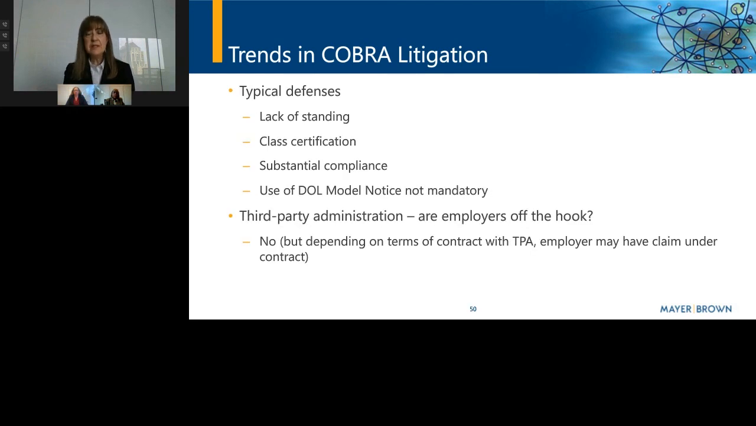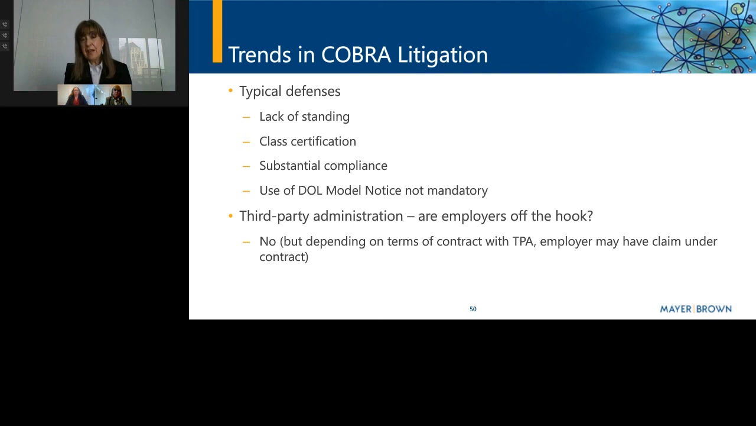What are some typical defenses? Again, I would turn to the wonderful article that our colleagues have published, but typical defenses would be that the named plaintiff has no standing, wasn't really harmed. The class certification should be denied because actually there isn't commonality among the plaintiffs. Or a defense could be that you've substantively complied. There's such substantial compliance. The allegations are so highly technical that indeed the plaintiffs actually had all of the tools and information they needed to elect and pay for COBRA coverage.